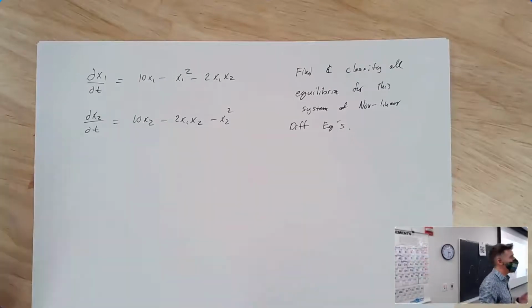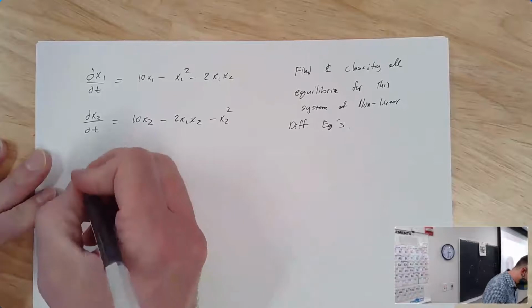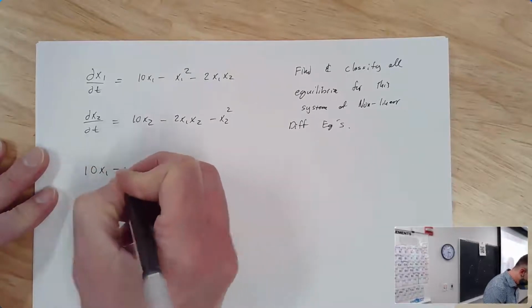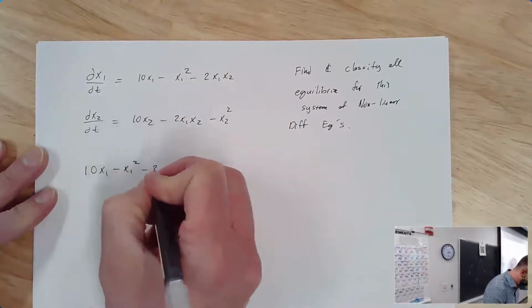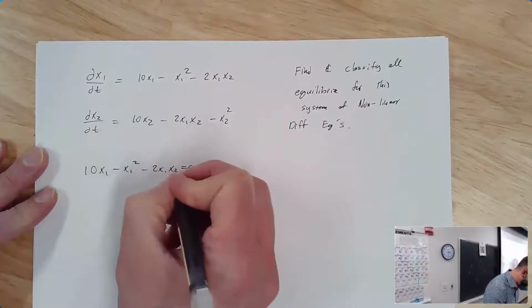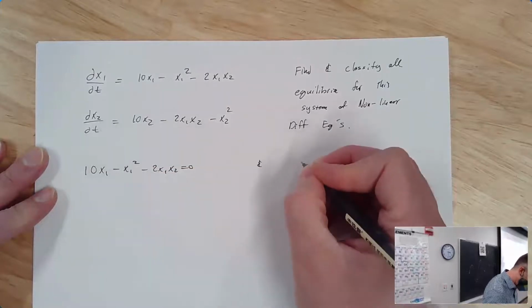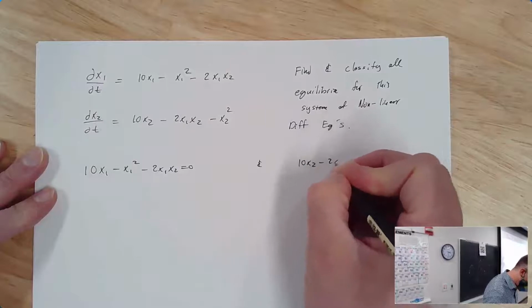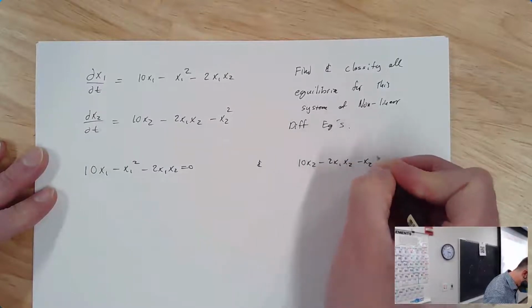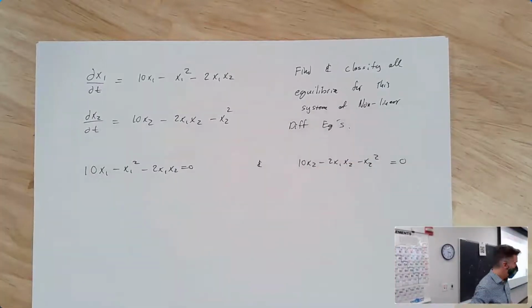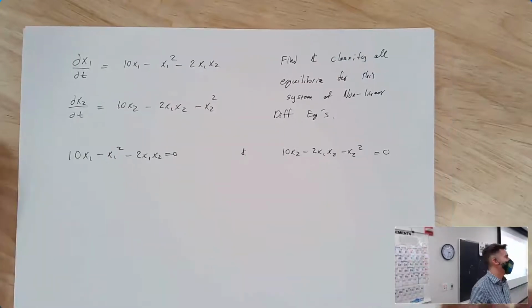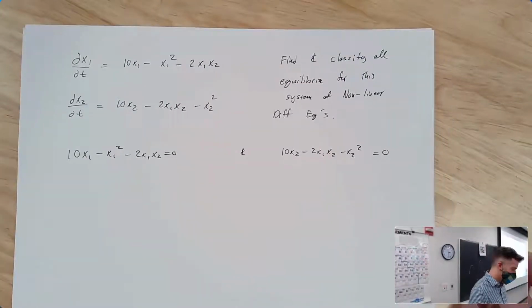Okay, so we're going to set each equation equal to 0. And again, I'm going to encourage you all to look for the things that are easy first. So I have both 10x1 minus x1 squared minus 2x1 times x2 equal to 0. And I also have 10x2 minus 2x1 x2 minus x2 squared equal to 0. And the first thing you should look for is, can you factor any of this stuff?